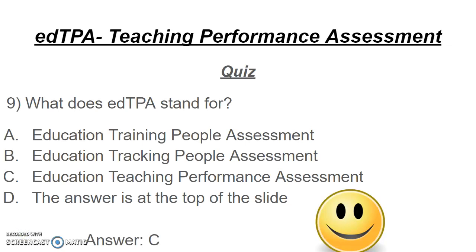Go back one. What does EdTPA stand for? A, Education, Training, People Assessment. B, Education, Tracking, People Assessment. C, Education, Teaching, Performance Assessment. Or the answer is at the top of the slide. Answer is C, Education, Teaching, Performance Assessment.